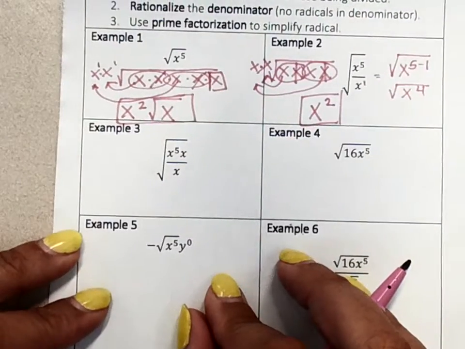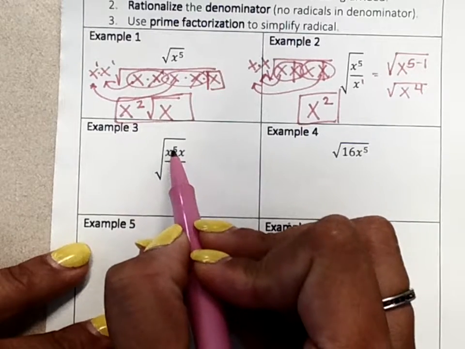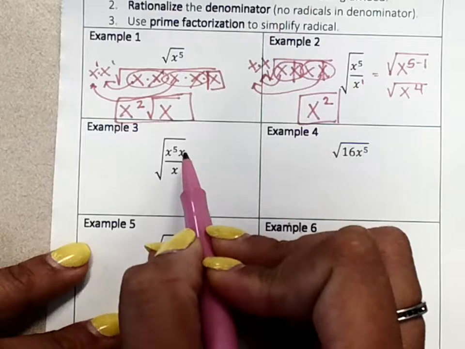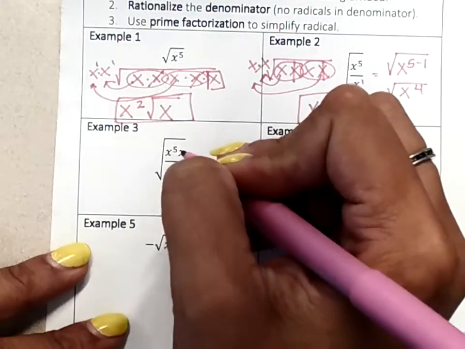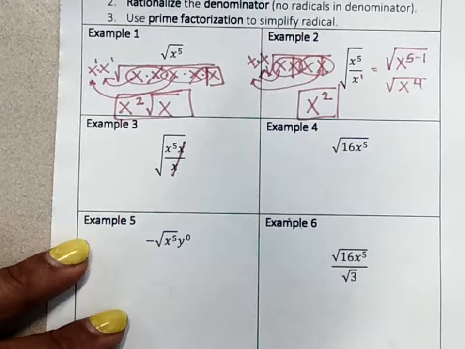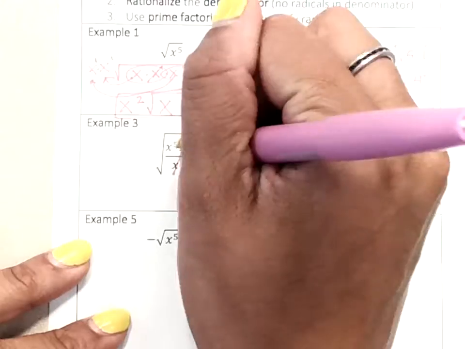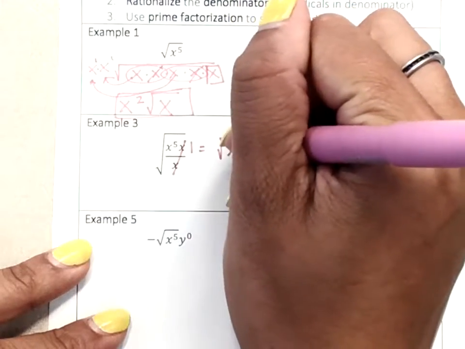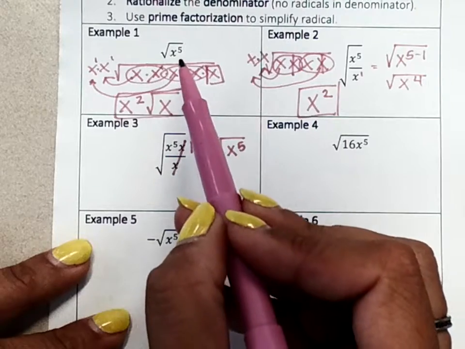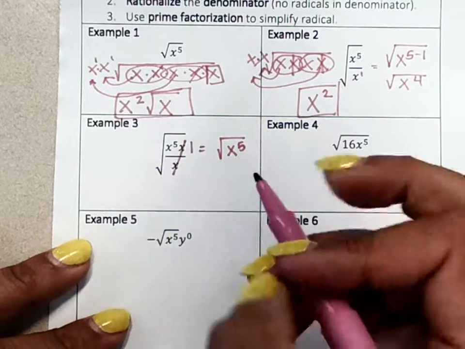In example 3, there's 2 ways to solve this. We could first add the exponents on the top, or we could divide x and x right now because I know x divided by x is 1. I think that's a lot easier, so I'm going to do that. X to the 5th times 1 is still x to the 5th. And we already know from example 1 that x to the 5th is going to be x squared square root x.